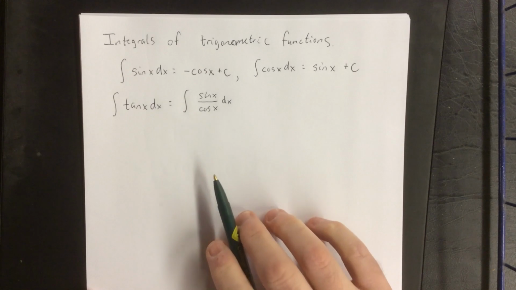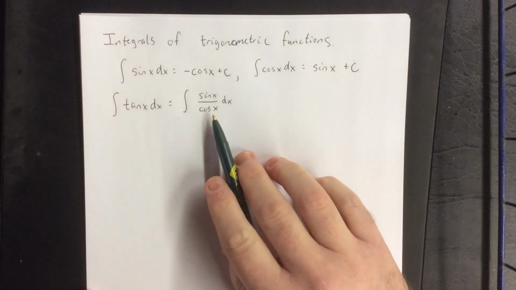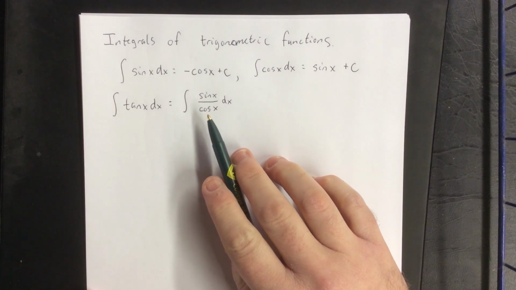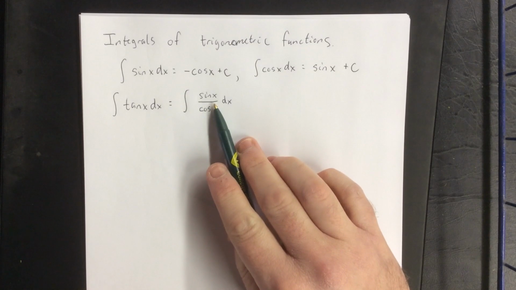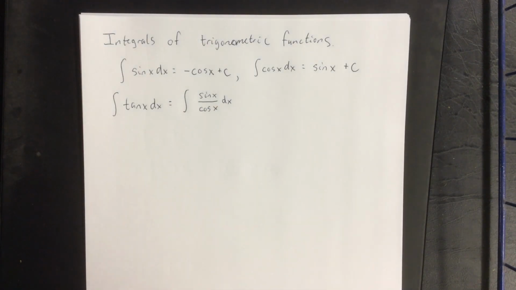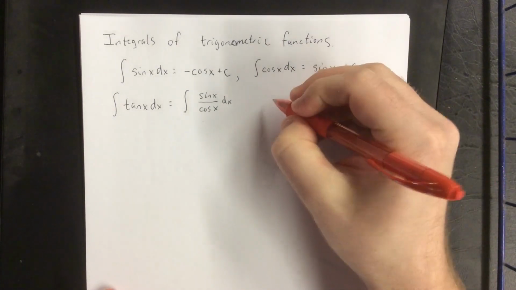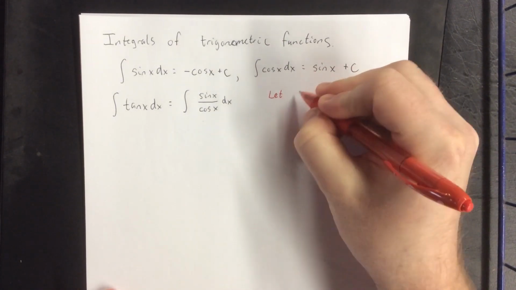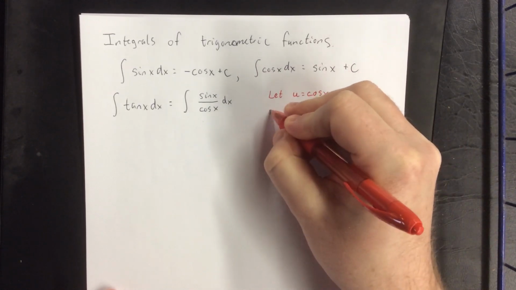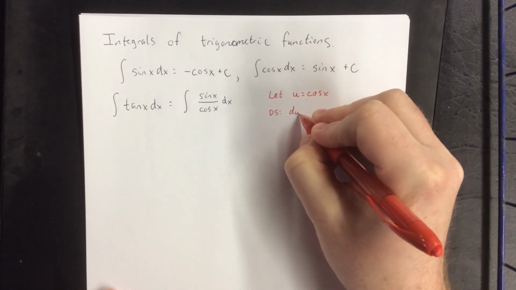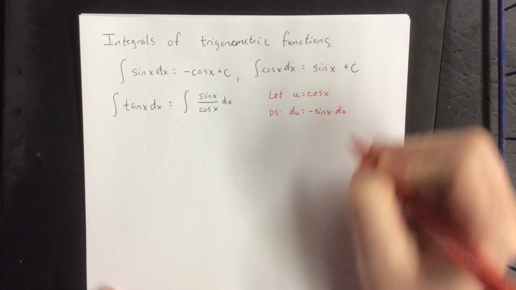I mentioned in the previous video that what we're looking for when we're applying the substitution rule is the presence of an inside function as well as the derivative of the inside function. You'll notice that sine of x is a form of the derivative of the cosine of x. So what I'm going to do is let u be equal to the cosine of x. Then for the differential substitution, that means that du is going to be the negative sine of x times dx.